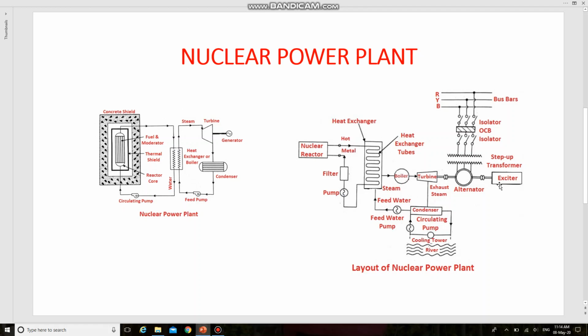1. Natural uranium. 2. Enriched uranium. 3. Thorium. 4. Plutonium. 5. Uranium oxide. And 6. Uranium carbide.